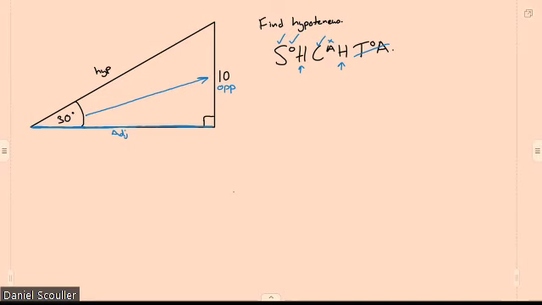I don't have that information, so I can't use that second equation. The only equation I can use to find the hypotenuse is the SOHCAHTOA equation. So does that mean then that the 30 degrees is the sine of it or the sin of the triangle? Plug in.